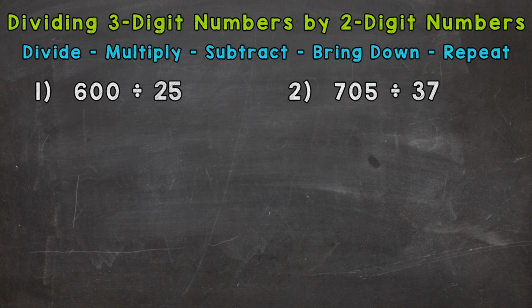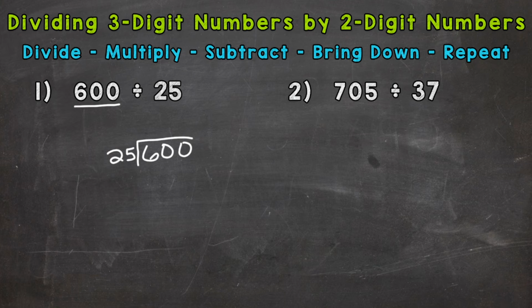So 600 divided by 25. 600 is our dividend. So it's the number we're dividing or splitting up. That goes underneath our division bar. 25 is our divisor. So it goes on the outside here. Now we're ready to go through the division process, which those steps are at the top of your screen. Divide, multiply, subtract, bring down, repeat. It's the same exact process and the same exact steps as when we had 1-digit divisors. Nothing's changed as far as that goes. We just have 2 digits on the outside now. So let's start our process.